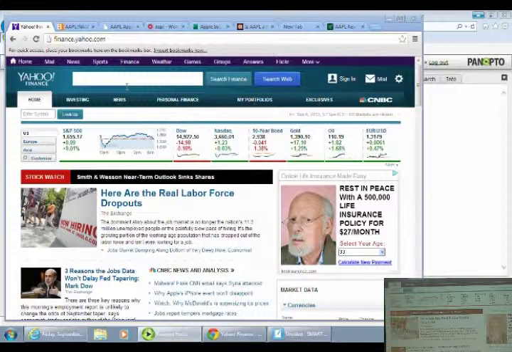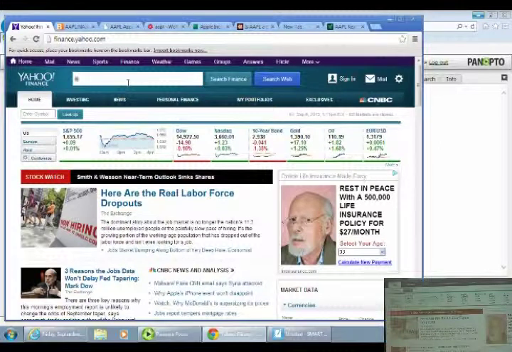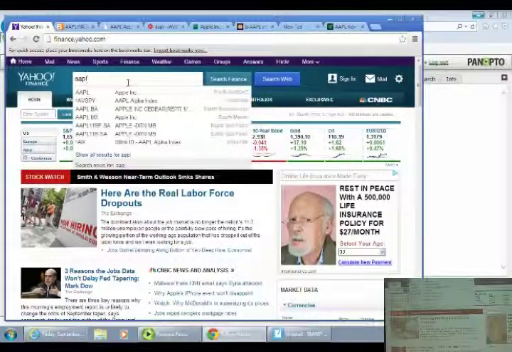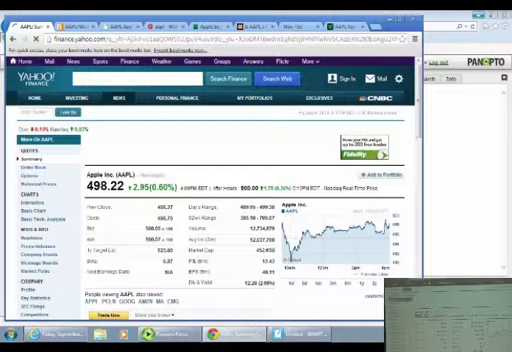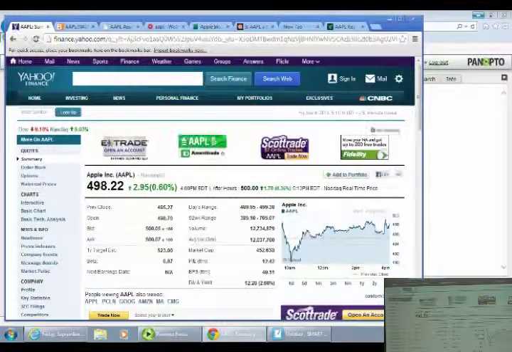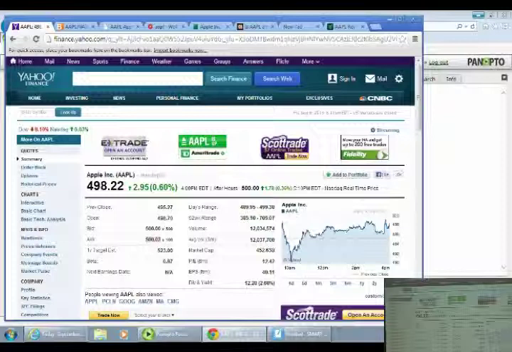For example, finance.yahoo.com, and you enter the ticker. We're going to look at Apple across the board here. You go to Apple, and you can see quite a bit of information here. You see the closing price clearly. The market's closed right now, so we see that it closed at 498.22. You see the beta of the stock, how much it moves with the market.